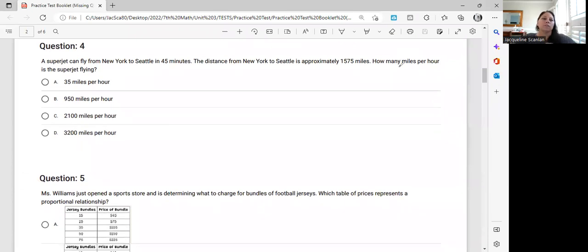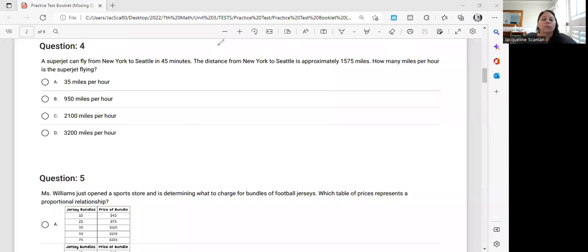Okay, question number 4 says, a superjet can fly from New York to Seattle in 45 minutes. The distance from New York to Seattle is approximately 1,575 miles. How many miles per hour is the superjet flying? Now, we've already done this in a warm-up in class, but we are going to go ahead and do the same process we've been doing before.